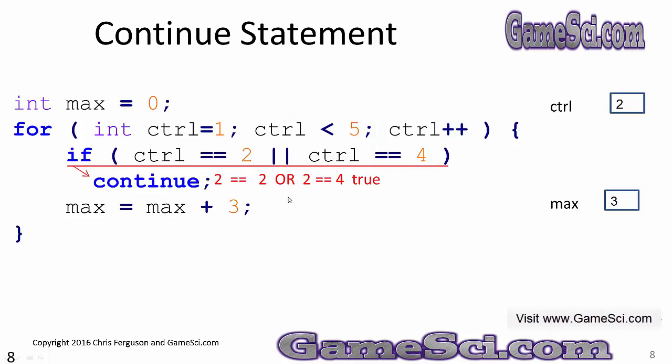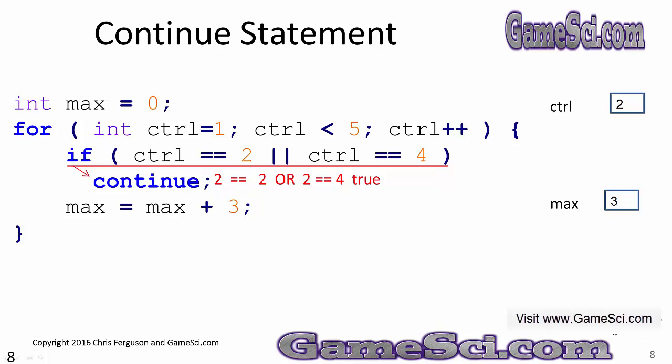Now something has changed here. There's a 2 in the variable CTRL. 2 equal 2 is true. 2 equal 4 is false, but the OR only needs one of them to be true for a result of true. So this if statement is going to evaluate to true. And when it evaluates to true, we are going to take this arrow and execute the continue.